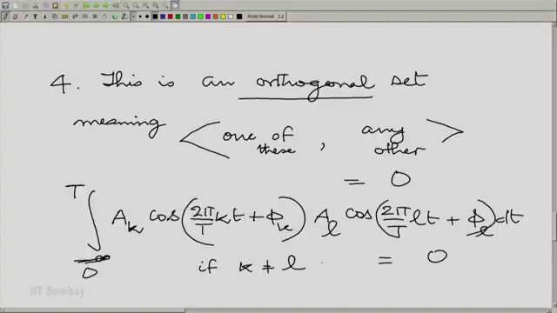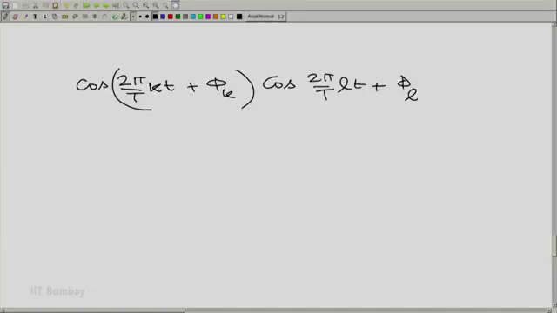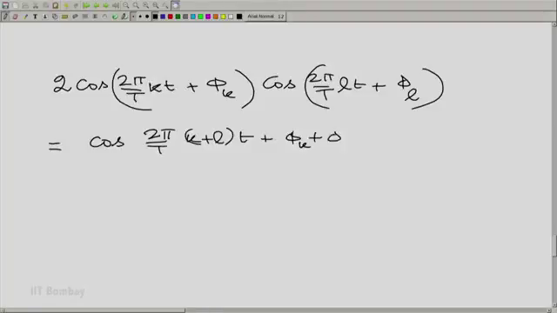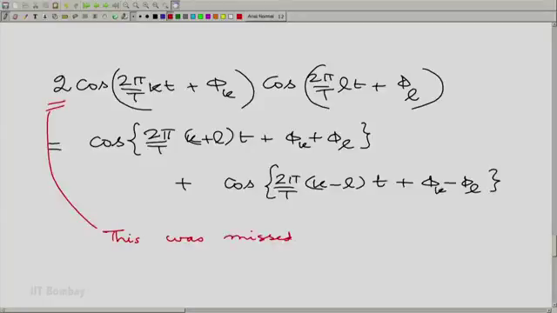And the little detail that I wanted to correct was that we had decomposed cos(2π/T · kt + φ_k) into cos(2π/T · lt + φ_l) as half, or rather if you put a 2 here, you could write this as cos of the sum plus cos of the difference. Now, I had missed out this 2 in the derivation in the previous session. I am mentioning this because I had paid attention to essentially the main terms, and not to this constant. That is not a very serious issue. It still gives you the same result.